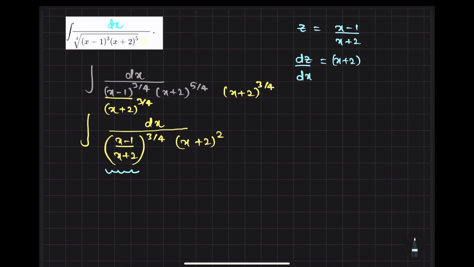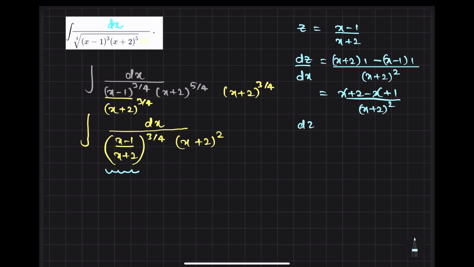Now differentiate the numerator. Differentiation of x is 1, differentiation of the constant is 0. Minus, you will keep the numerator as it is. Now differentiate the denominator. Differentiation of x is 1, differentiation of 2 is 0. Upon the denominator square. Now let's simplify things. So we will have x plus 2 minus x plus 1. This thing is gone. We have (x plus 2) power 2.